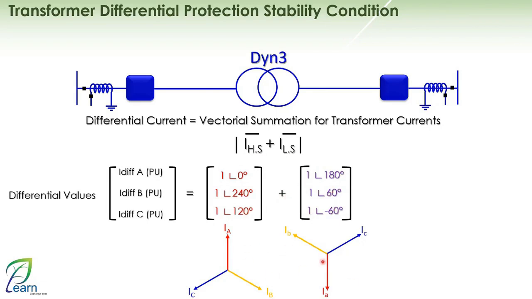If you draw it even in the vector diagram, you will notice that the current on the high voltage side and the low voltage side for all phases are 180 degrees out of phase with each other. Therefore, the total result will equal 0, which means you have reached the stability condition, meaning during normal operation we found that we are in the stability stage.